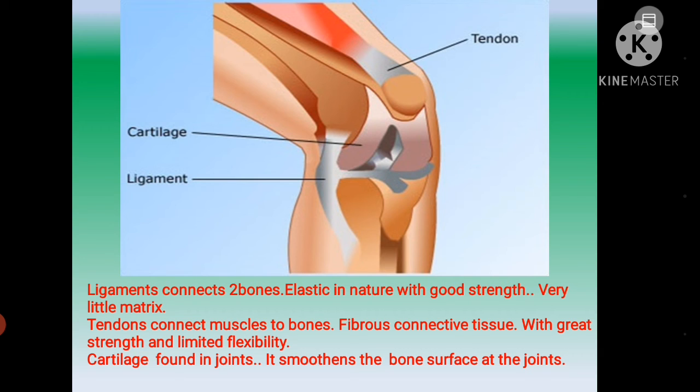Now, what is the next structure that helps in connecting bones with muscles? You can see this red structure, those are nothing but the muscles or the flesh part. How is it connected to the bone? Through tendons. Tendons connect muscles to the bones. This type of tissue which connects muscle to the bones is fibrous in nature. They are not elastic. They have considerable, great strength and very limited flexibility.